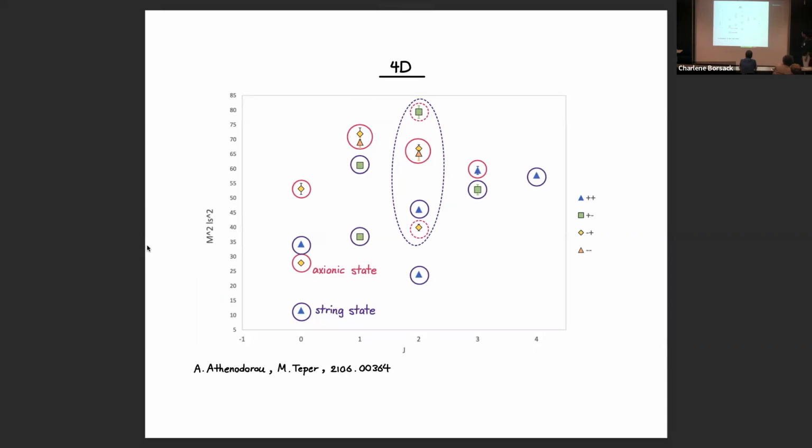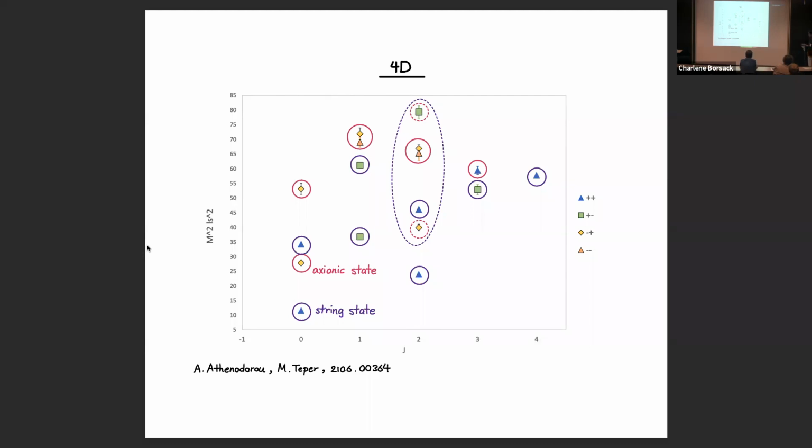Finally, I can show, all the discussion about 4D is ongoing research, but I can show some comparison between some of our predictions and the lattice data. The states shown by violet circles are string states. You can see that there are additional states which are candidates for axionic states. We calculated their parity assignment and saw that they actually match with the parities of these states.